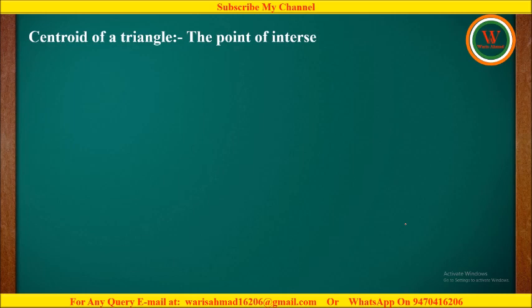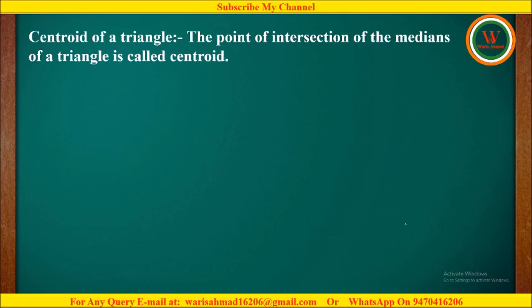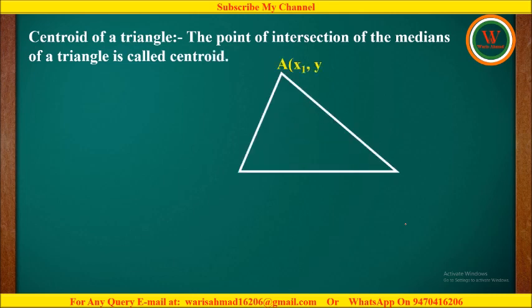Now the next topic is centroid of a triangle. The point of intersection of the medians of a triangle is called centroid. Now let us consider a triangle ABC whose coordinates are also given. The coordinate of A is given x1, y1, while the coordinate of B is given x2, y2, and the coordinate of C is given x3 and y3.